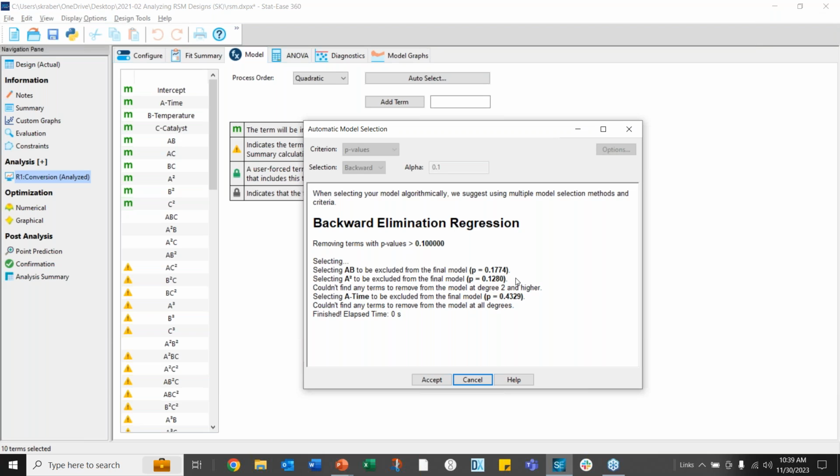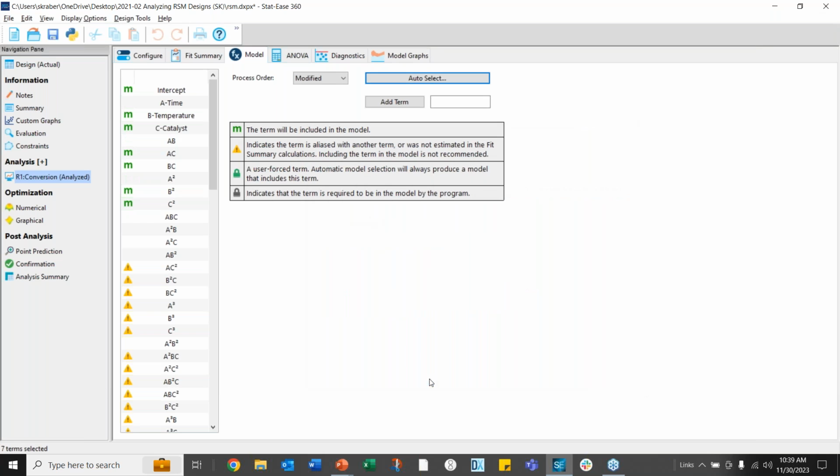Then it looks at all squared terms and two-factor interaction terms as a group. It looks at them first. It says, okay, I'm done with those. Then it looks at main effects, and it finds that A sitting there could be excluded. Okay, so it removes those terms. You click accept, and you can see that it's taken them out.